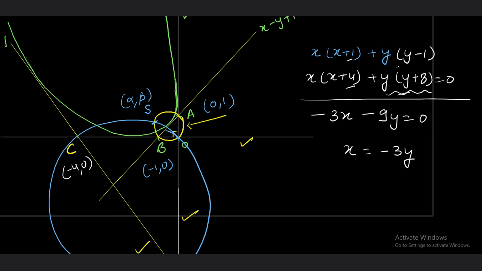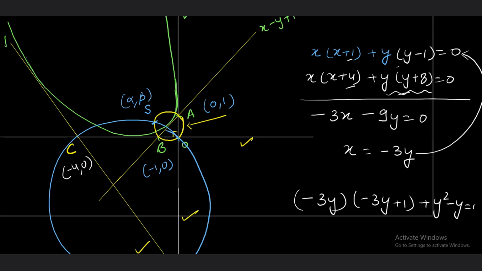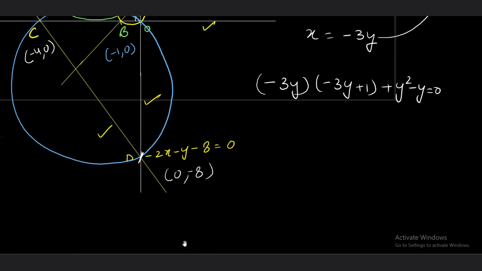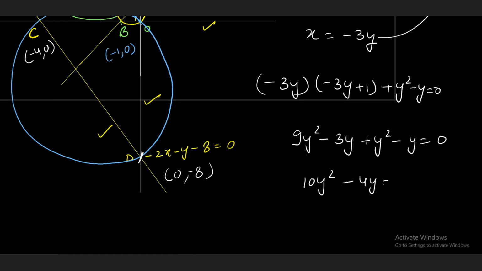ठीक है? अब इस लाइन को हम किसी भी एक सर्कल के साथ सॉल्व कर लेते हैं. Let us solve it with any one circle. So x को -3y लिखना है. मैंने फर्स्ट इक्वेशन में पुट किया. -3y into -3y plus 1 plus y square minus y equal to 0. Complete the calculation part. It will be 9y squared minus 3y plus y squared minus y equals to 0. Right? Or you are getting actually 10y squared minus 4y equals to 0.